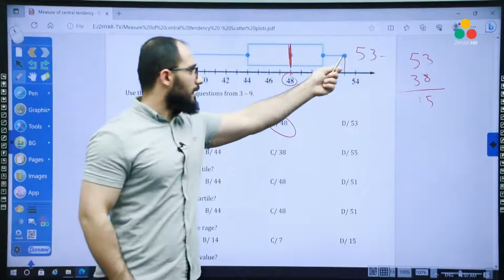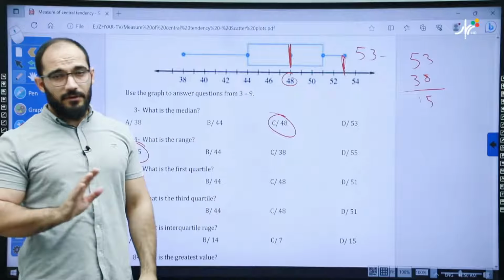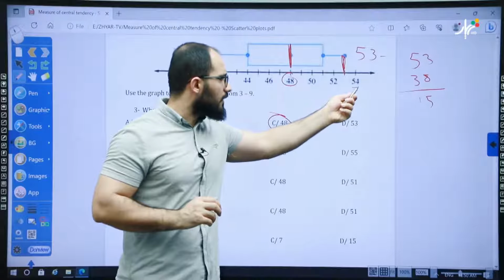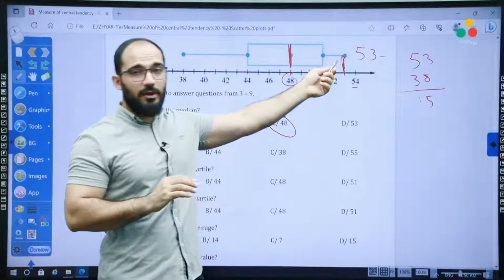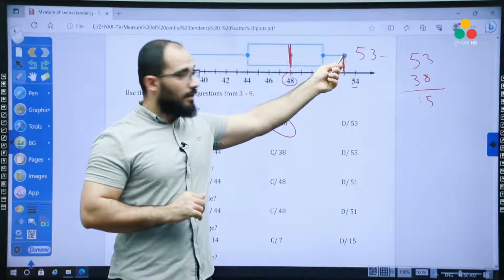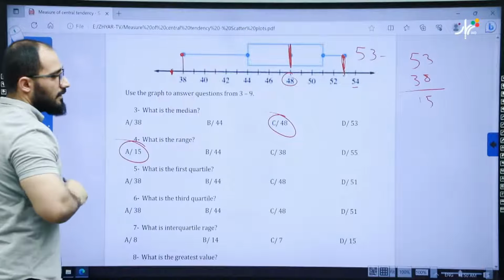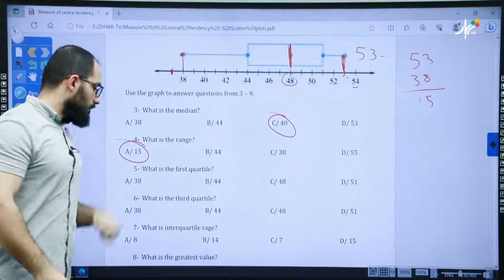The greatest data is here, but sometimes students make a very big mistake. When you say greatest data, they are going to count 54 here. But do not pay attention to the line. Pay attention to the graph. The greatest data here, the end of the graph, is 53. The least data is not that one. It is here. This is the least data, 38. So we have 53 minus 38, which is 15.